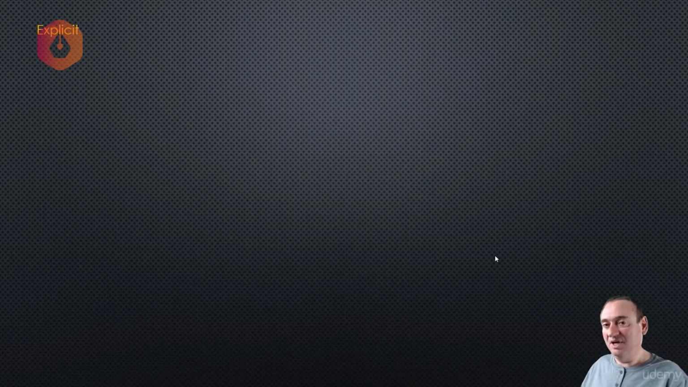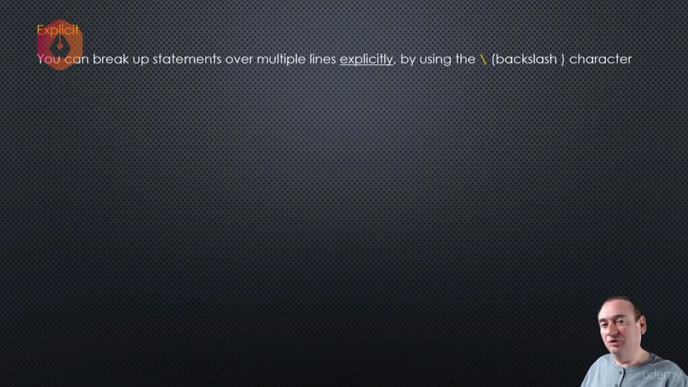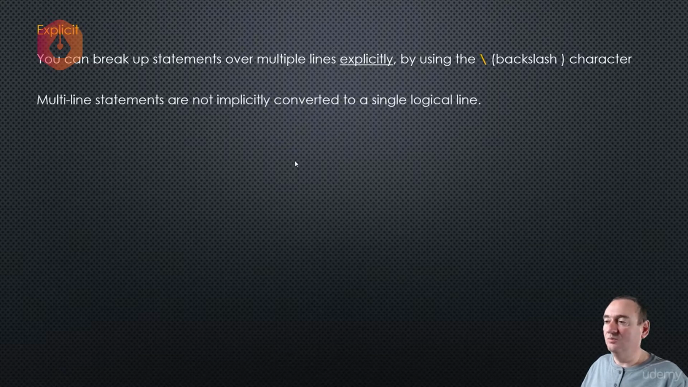Now, there are sometimes cases where we have long statements and we want to break those up over multiple physical lines as well. But Python will not do implicit removal of your new line characters in that case. You have to explicitly specify that you're doing a continuation of the code, and you do that by using this continuation character, the backslash. So multiple line statements are not implicitly converted into a single logical line. Keep that in mind. You have to use the backslash.